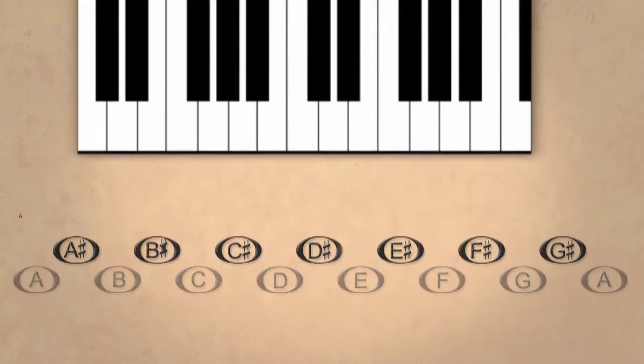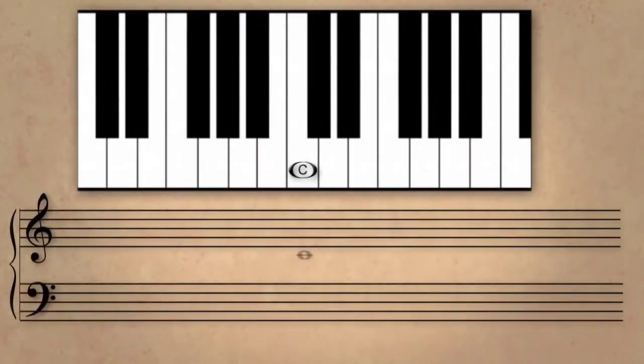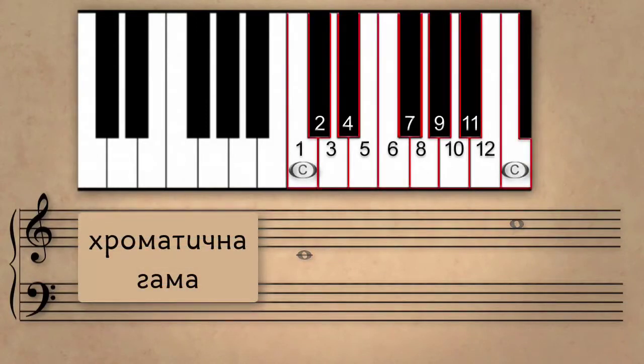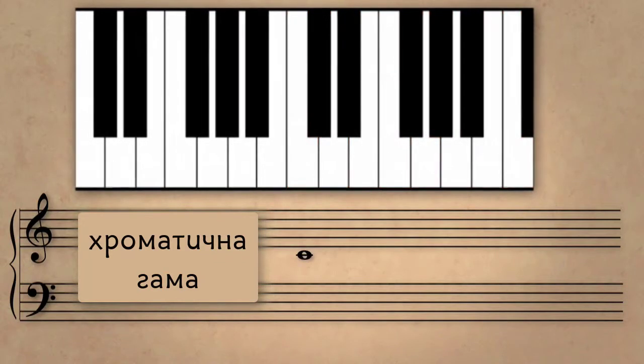Let's go back to our piano keyboard. From the treble clef middle C, let's look at the octave above, the C on the 3rd space. There are 12 notes from the middle C to the 3rd space C. These notes make up the chromatic scale.